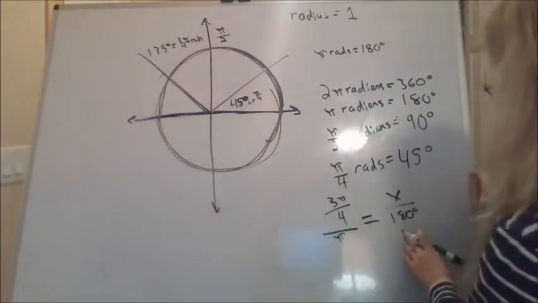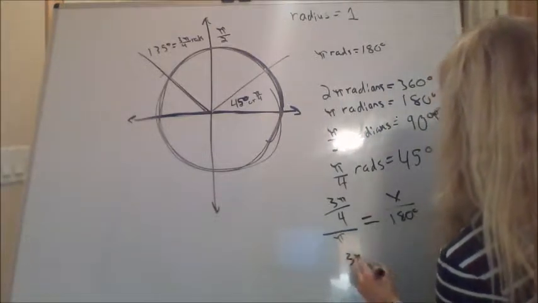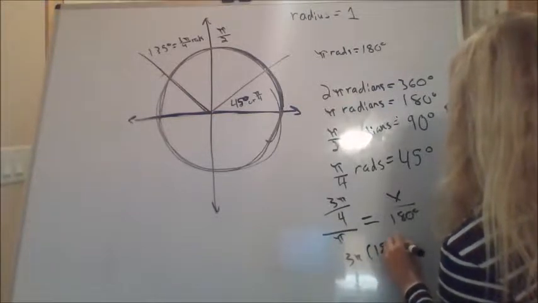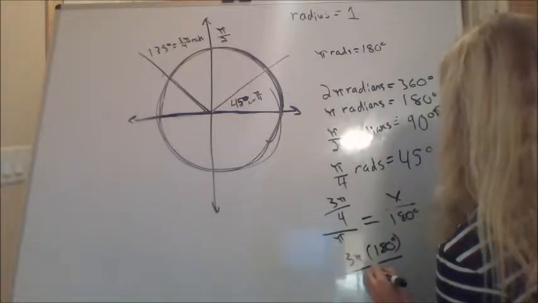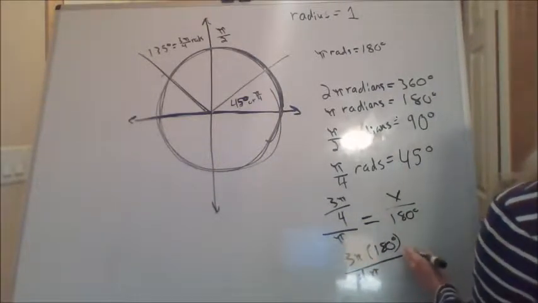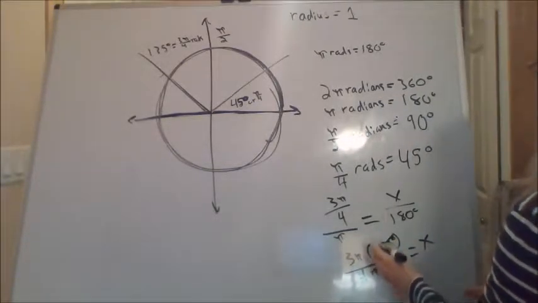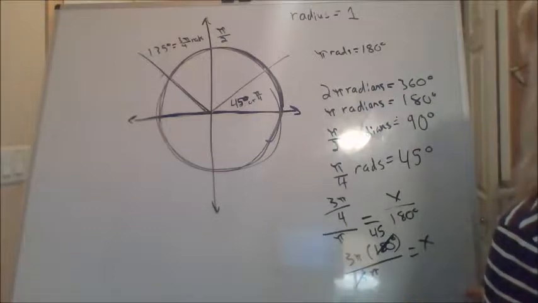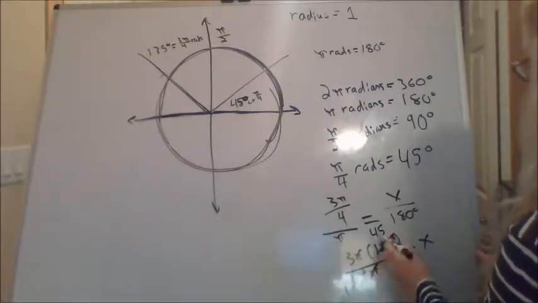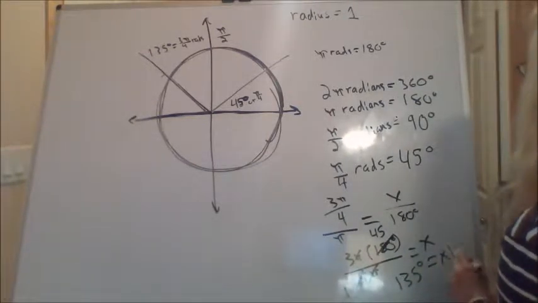So here we multiply both sides by 180, so we get 3 pi times 180 degrees divided by pi times 4. The 4 is going to jump down there, and that's going to be equal to x. And so now we can divide 180 by 4. That's going to be 45. We can knock out that 4. We can knock out the pi's. And so we're going to be left with 3 times 45. That's going to be 135 degrees equals x.